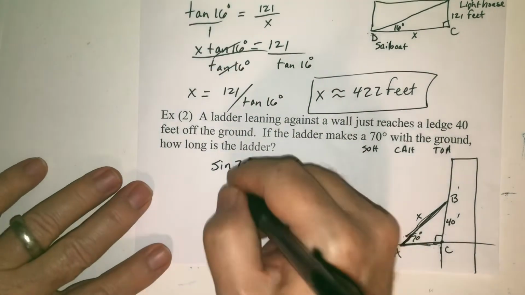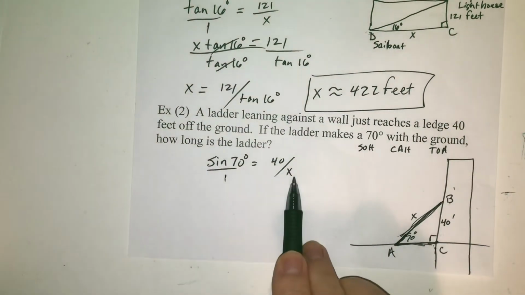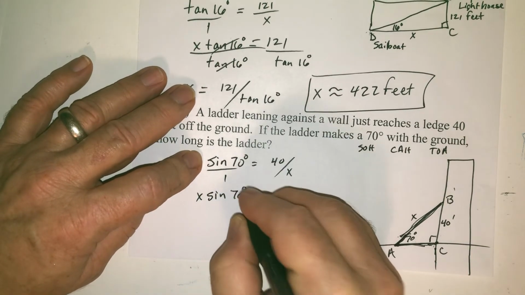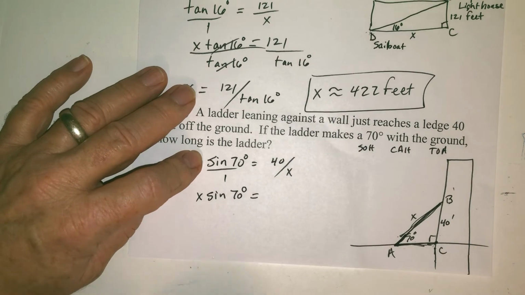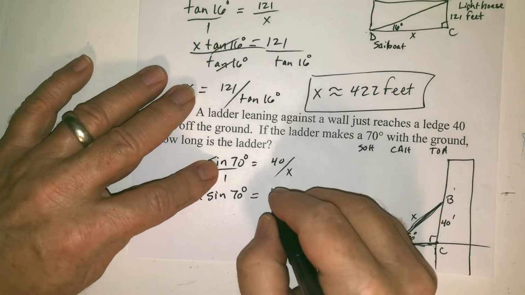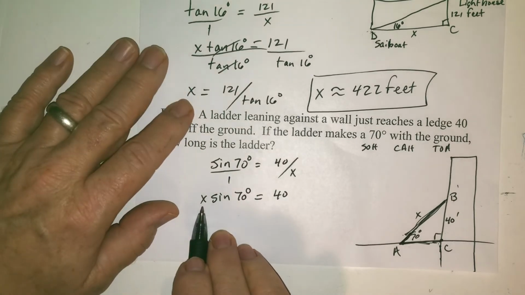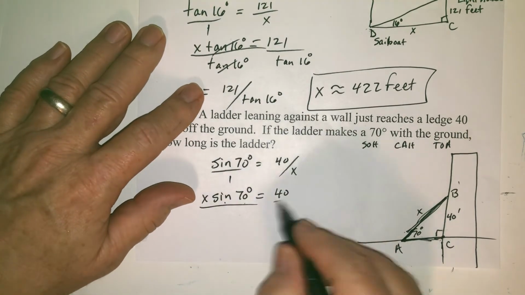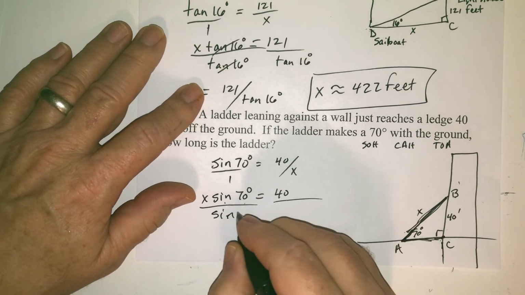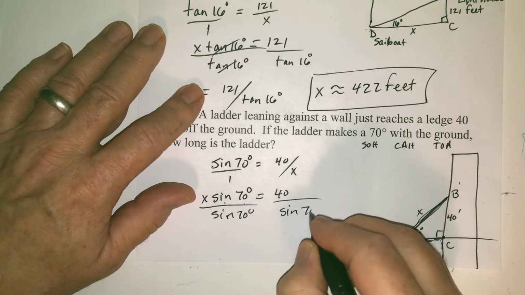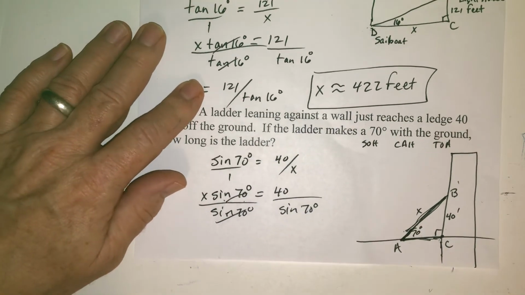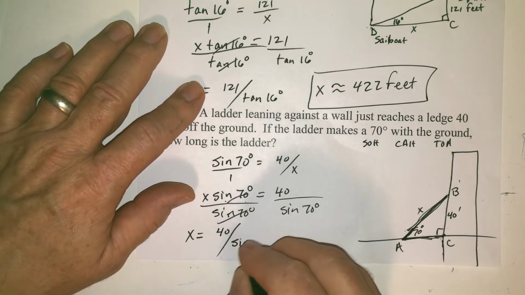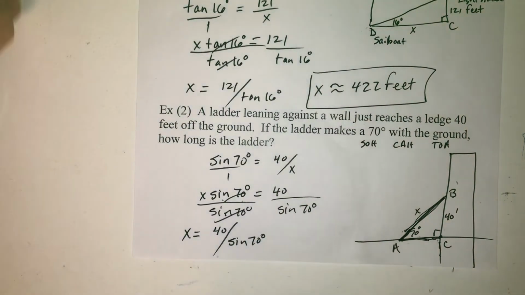All right, and once again, make a proportion out of it. What does x get multiplied by? Well, that's the sine of 70 degrees. So x times the sine of 70 degrees will be equal to the other cross product, which is 40. And then we just need to solve for x by dividing each side by the coefficient of x, which is the sine of 70 degrees. These sines of 70 degrees will cancel on the left, and x will be equal to 40 divided by the sine of 70 degrees. All right, there's your exact answer.